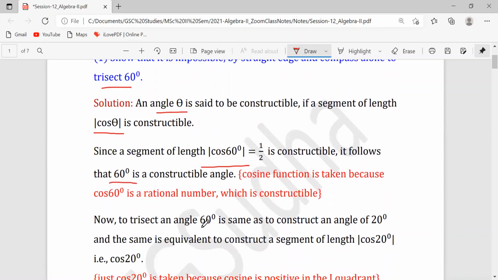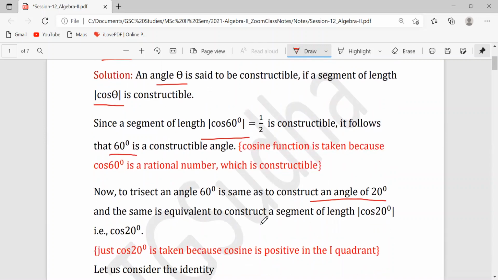So to trisect an angle of 60 degrees is the same as to construct an angle of 20 degrees, since it is equivalent to constructing a line segment of magnitude |cos 20|. Instead of considering |cos 20|, we can consider just cos 20, because 20 degrees is an acute angle and cos 20 is positive.